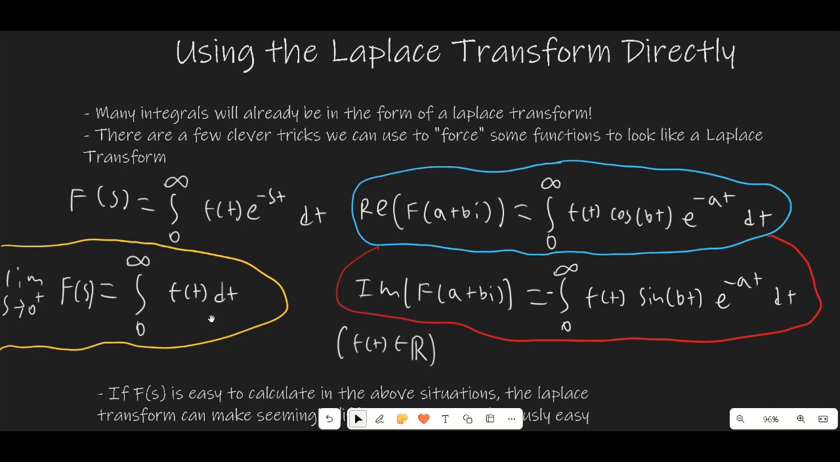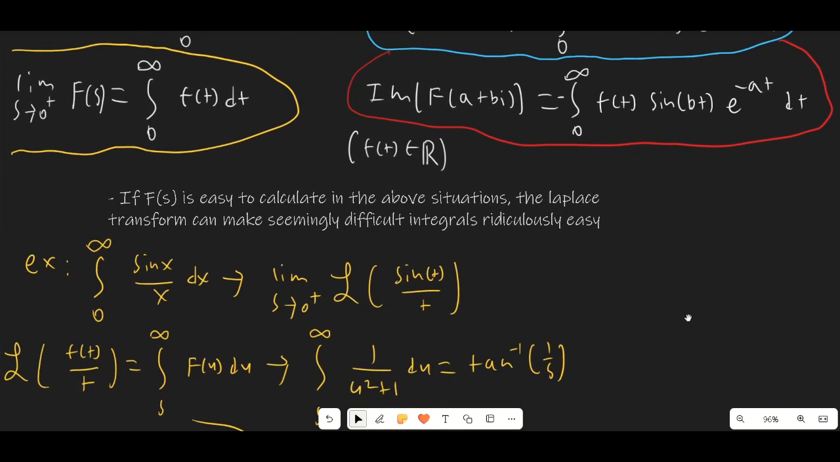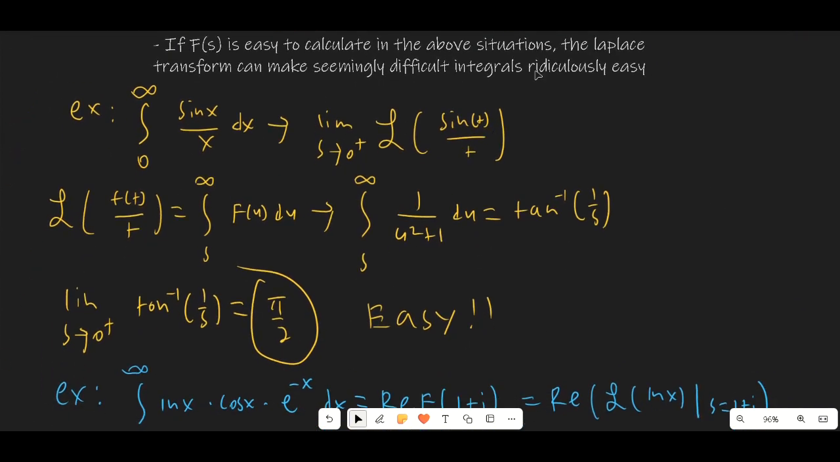And another very, very important one, if we just have the integral from 0 to infinity of f of t dt, but let's say f of t doesn't have a nice antiderivative, but it does have a nice Laplace transform, then we can just take the limit as s goes to 0 plus, or approaches 0 from the right, of f of s, and you can just go ahead and plug in, and you see that this is going to be the integral from 0 to infinity of f of t. So if f of s is easy to calculate in the above situations, the Laplace transform can make seemingly difficult integrals ridiculously easy.